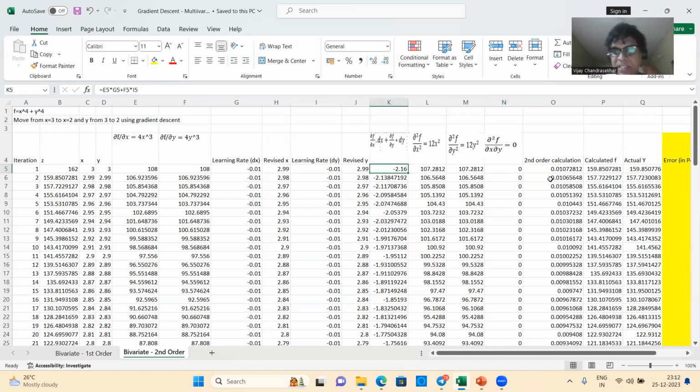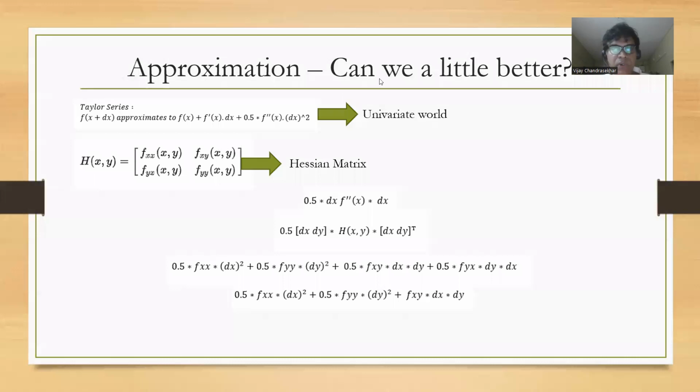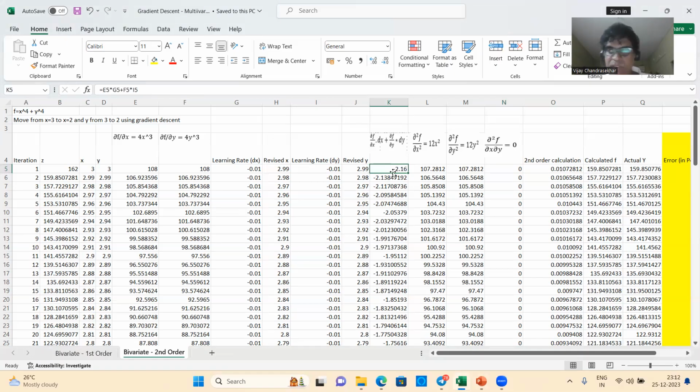Why? Because, of course, we know that this bit is from the first order. I've done the second order calculation. So we know according to, say, Taylor series, we sum up the first order calculation and the second order calculation. So she's right. Oh, wait a minute. Why am I seeing a B5 here? Wait.